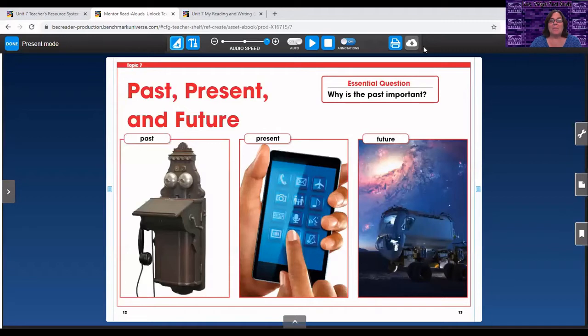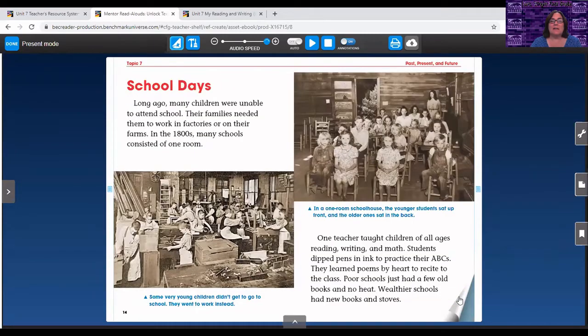In this unit, we are going to answer the question, why is the past important? And in the video, it says it's important to see what was in the past, so we can see what we're doing today and why. Now, we're going to read a book. We're going to look at the book first, and decide: is it fiction, is it make-believe, or is it nonfiction? Is it a true text where we might learn some information?